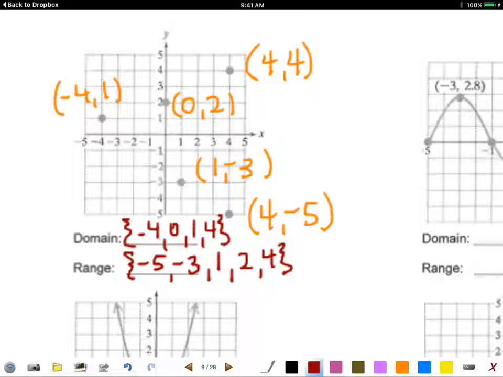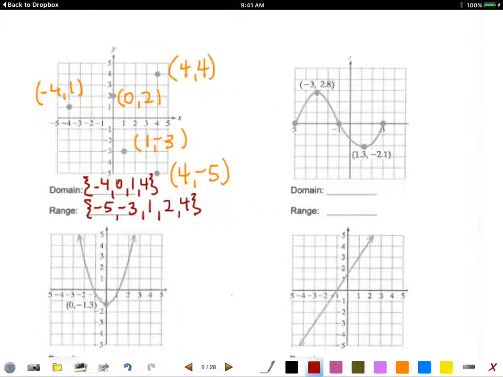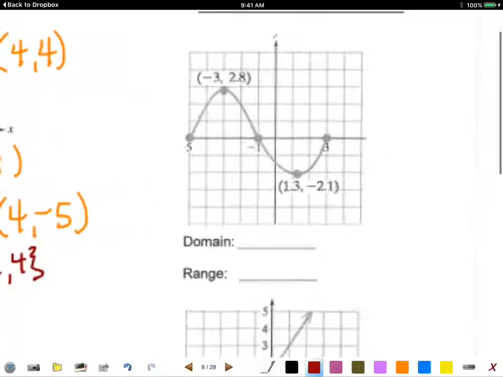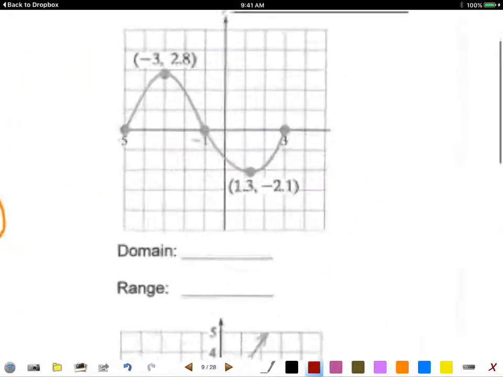Okay. All right. The reason we did it that way is because those were just points. It was not a continuous graph. All right, let's look at the next one. I really want to make sure we get through all these, so we're going to have to kind of hurry.